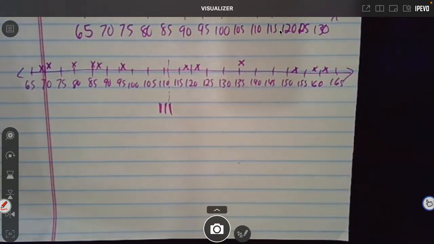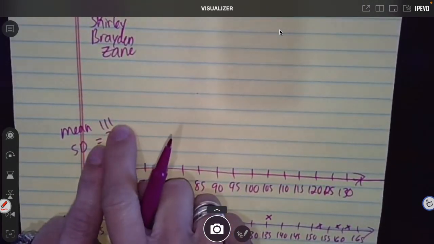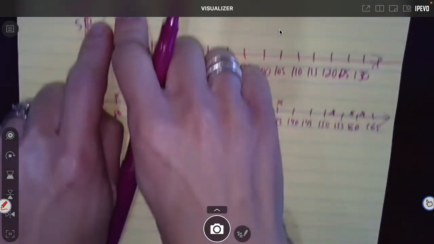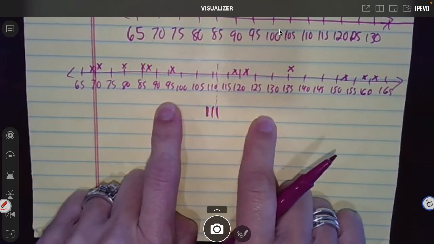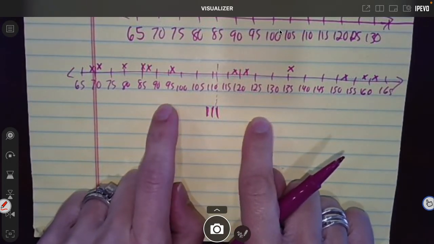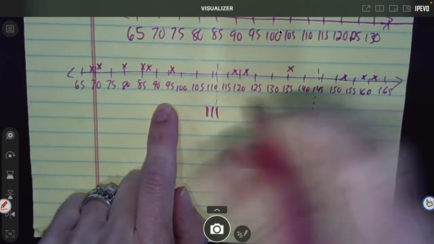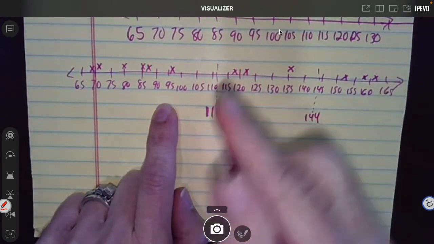Okay, now I'm going to add 111 plus 33. Does everybody know where 33 came from? Where did you get 111 from? Remember when we typed them all in the calculator and I said, let's write down our mean and our standard deviation. So I'm marking the mean as 111. Now standard deviation means I must add and subtract that. So if I add it, I'm at 144. If I subtract 111 minus 33, I'm at 78.